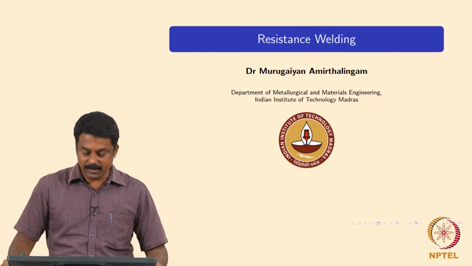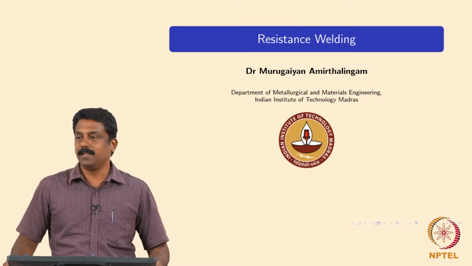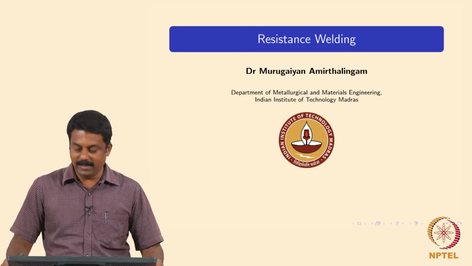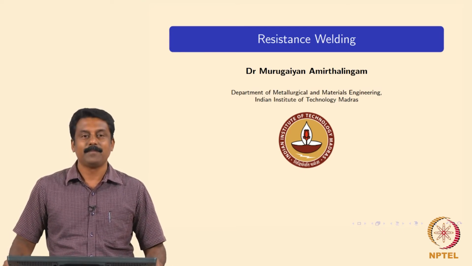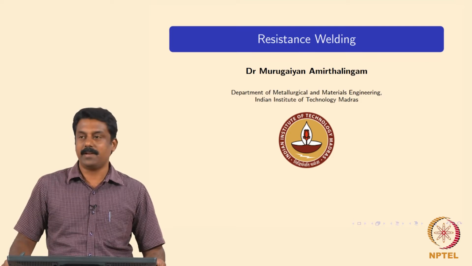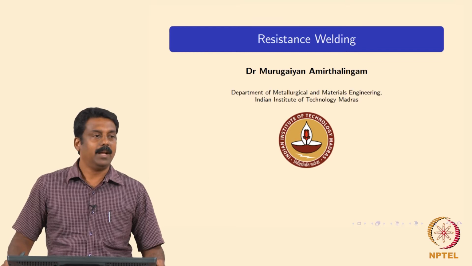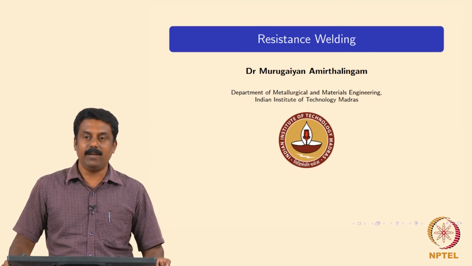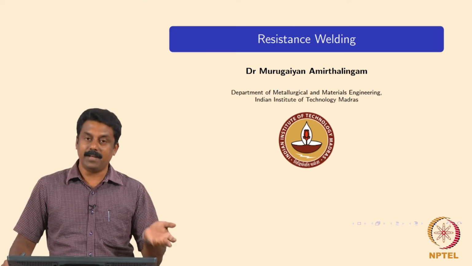So, in this process, what is the basic principle in heat generation? It is resistance heating, Joule heating. We will see again the physics of these processes: what is the main heat generation mechanism, how it is controlled, and what are the factors that can influence the welding characteristics and the heat generation.